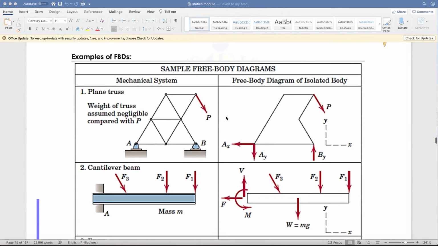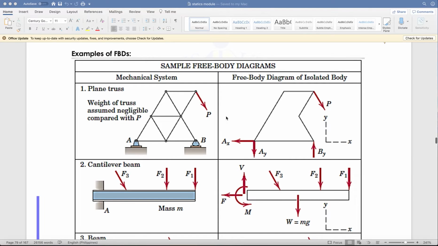Okay, let's proceed with a sample free body diagram. You have here a plane truss with a pin connection, so you have two reactions. The direction of this arrow can be assumed. I can say that AX would be towards the right, AY towards upward. The answer would determine if your assumption is correct. If it comes out negative, then the direction should be opposite to the assumed direction.